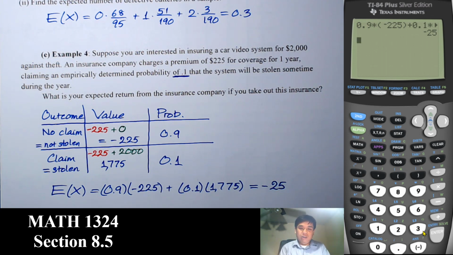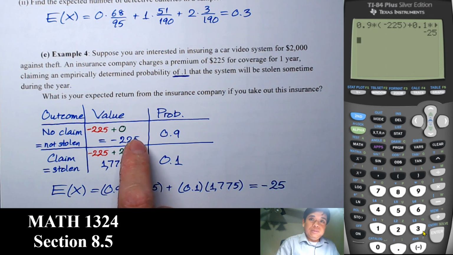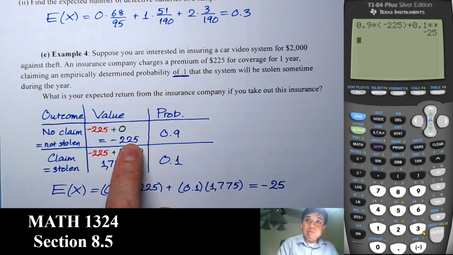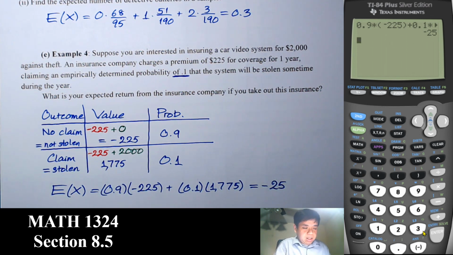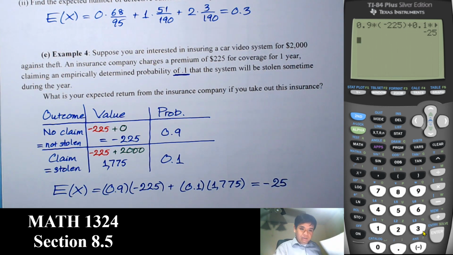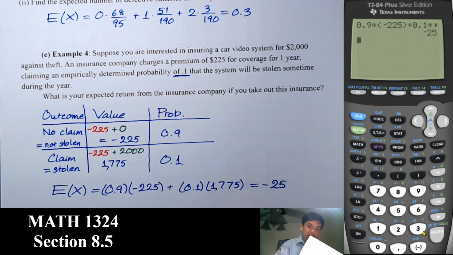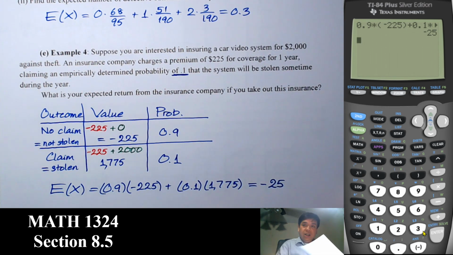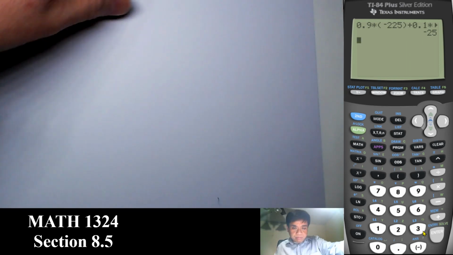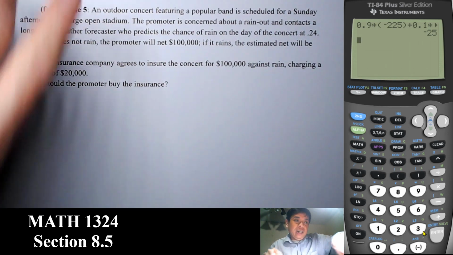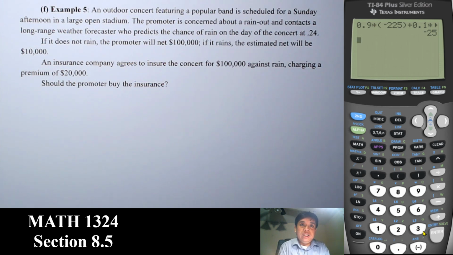Of course, you're not going to lose 25. Either you're going to lose that much money, or you're going to gain that much. Not really a gain, but the value is never going to be negative 25. Either that much or that much. But in the long run, the company will make about $25 for each of those policies. So that's good. If they have 1,000 of those policies, each one of them will be $25.